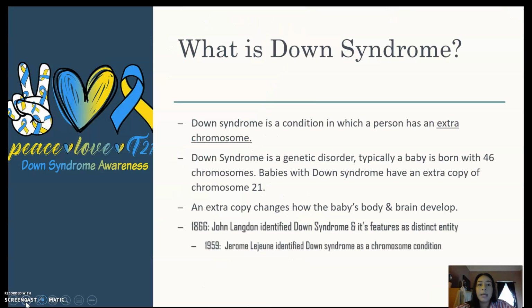Down syndrome is a condition in which a person will have an extra chromosome. Down syndrome is a genetic disorder, so typically a baby is born with 46 chromosomes, but babies with Down syndrome are actually born with an extra copy of chromosome 21. The extra copy can change the baby's body as well as their brain development. In 1866, John Langdon identified Down syndrome and its features as a distinct entity. In 1959, Jerome Lejeune identified Down syndrome as a chromosome condition.